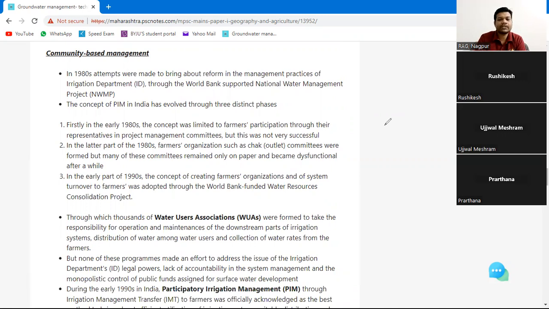Technically, in technology, what we can do is go for rainwater harvesting, or we can go for artificial recharge. But rainwater harvesting and artificial recharge can be done on the basis of community based management, right?